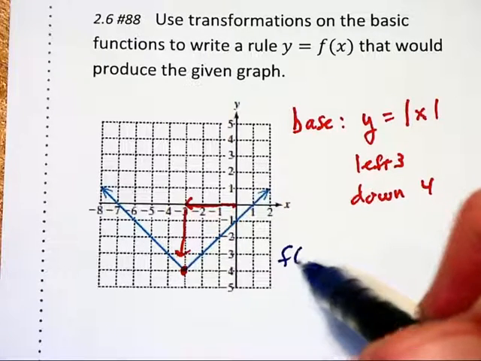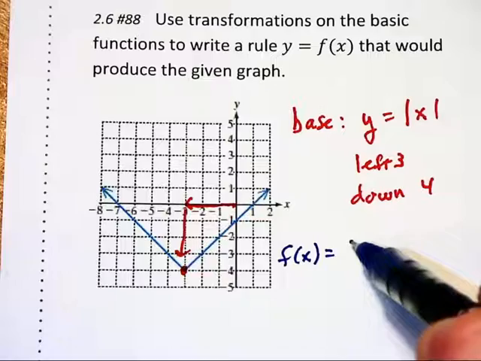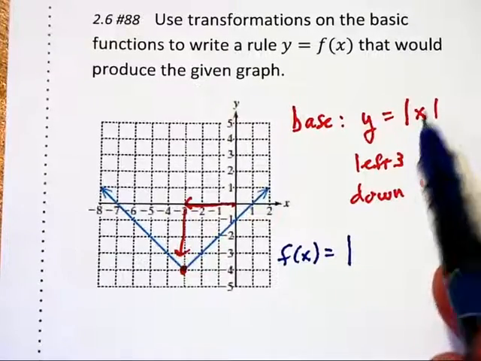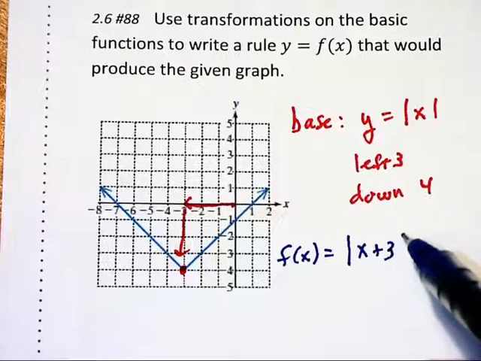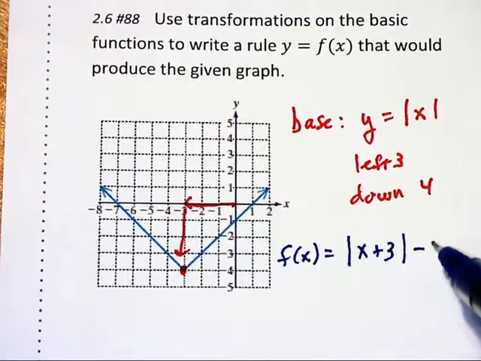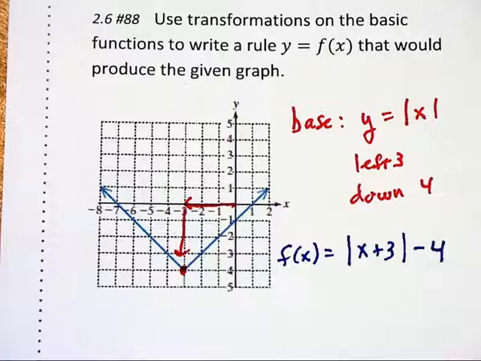Okay, let's rewrite this function. It's going to be f of x equals left 3. That's going to affect the x, and instead of going x minus 3, it's going to be x plus 3. And the down 4 will be a minus 4 off to the right there.